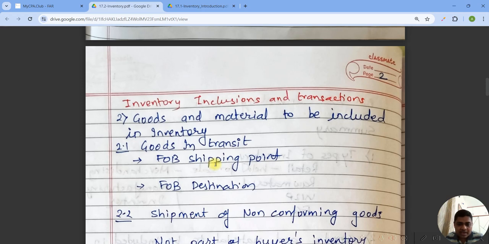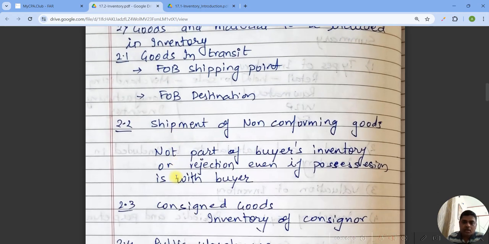FOB means free on board. If it is FOB destination, then that inventory will not be included while it is in transit. Next, shipment of non-conforming goods. Non-conforming goods are not part of the buyer's inventory. Say the buyer has bought some inventory and it is subject to a quality testing process, and it is rejected. Even if the inventory is in the buyer's possession, it won't be part of the buyer's inventory.